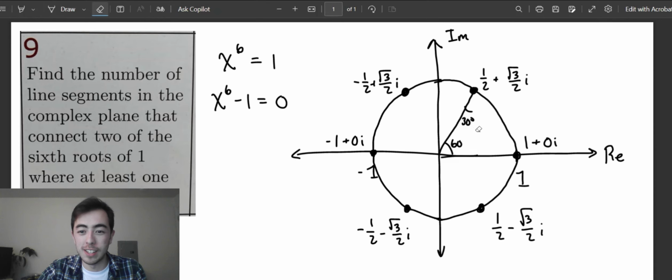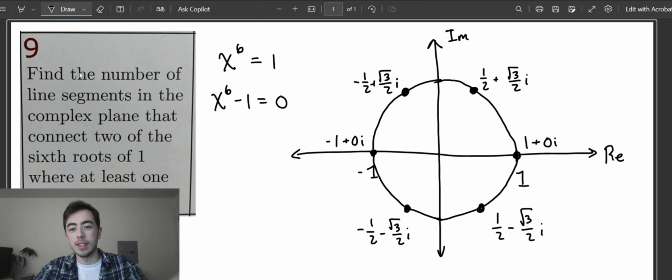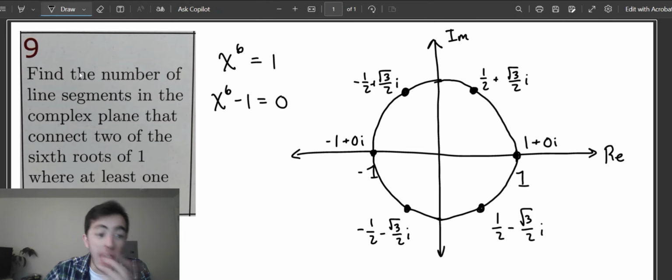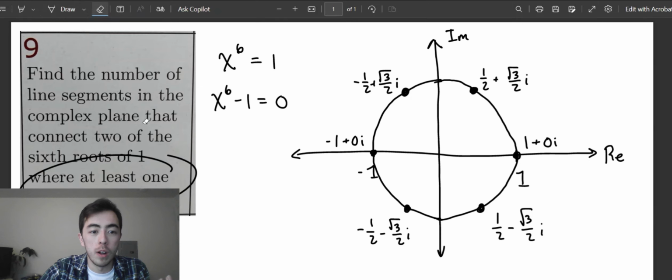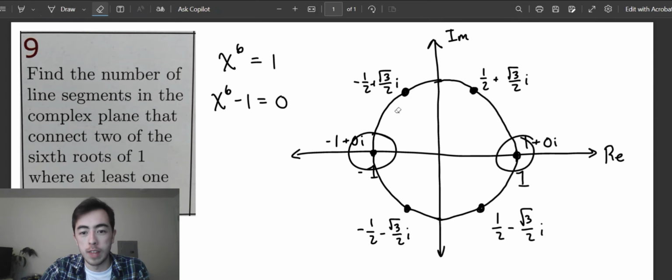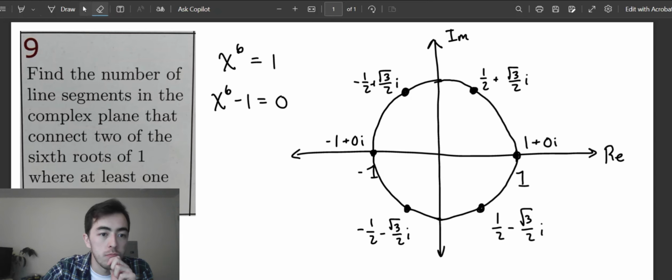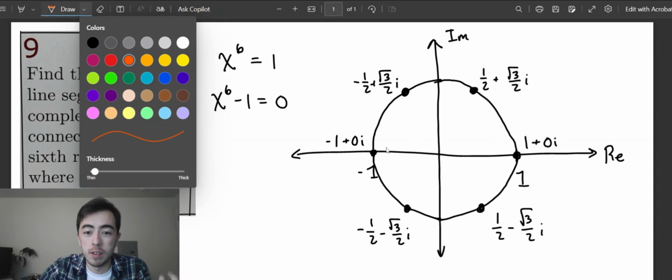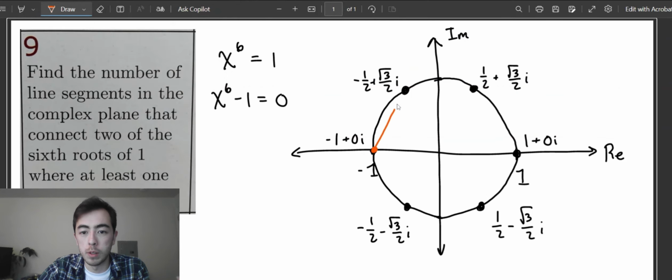Now let's connect these with some line segments. And it's now a counting problem, essentially. We just need to count line segments that connect these. At least one root is real, so all of my line segments need to start or end at either that point or the other point. And I think let's just try it out. It doesn't seem too hard to just count straight up. So here's going to be 1, 2, 3, 4, and 5.